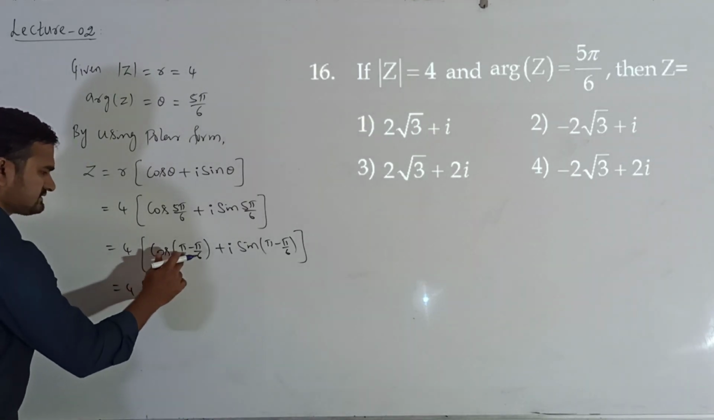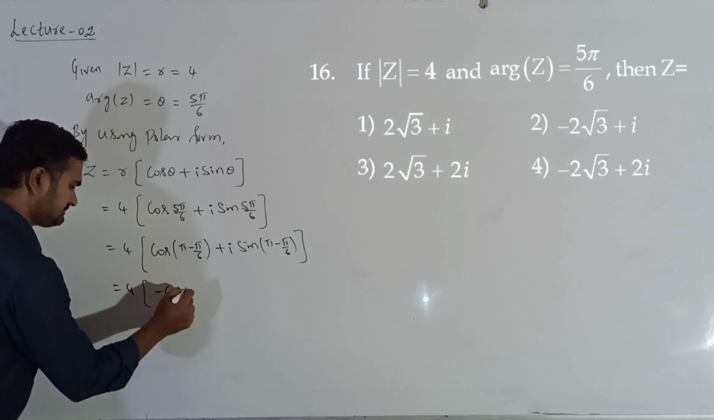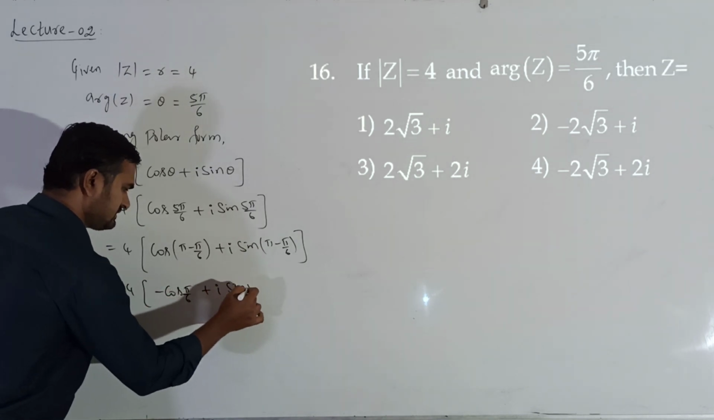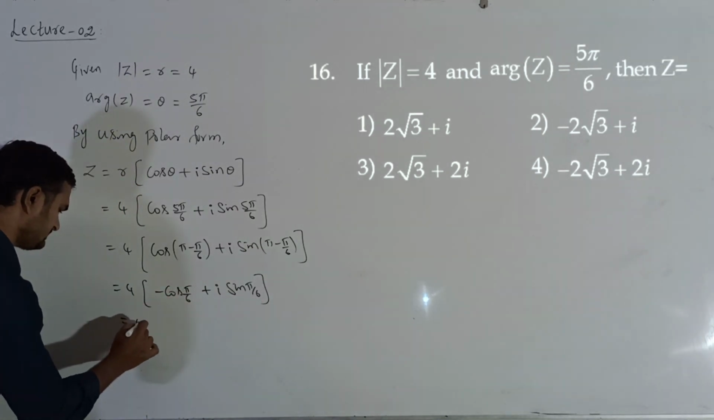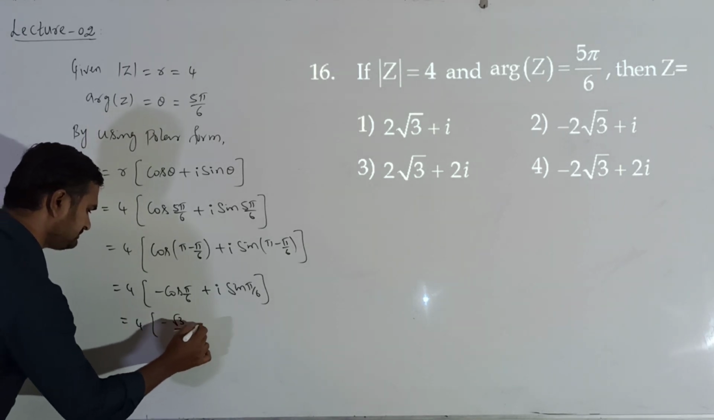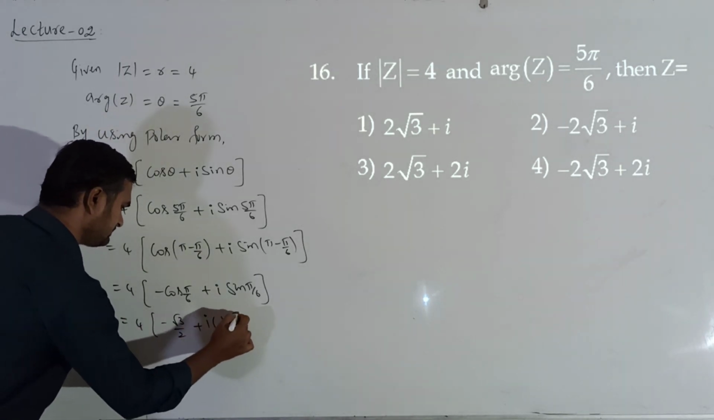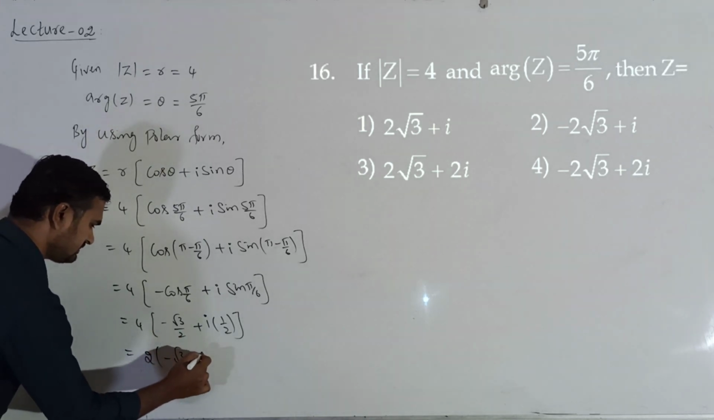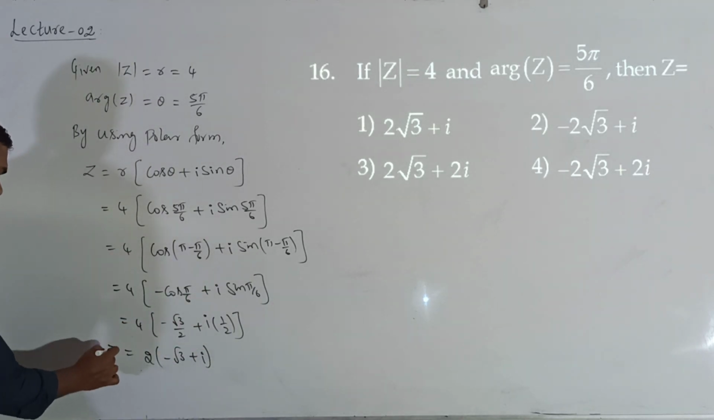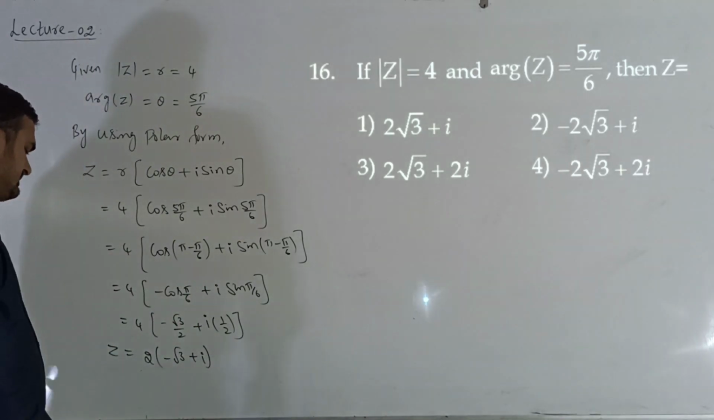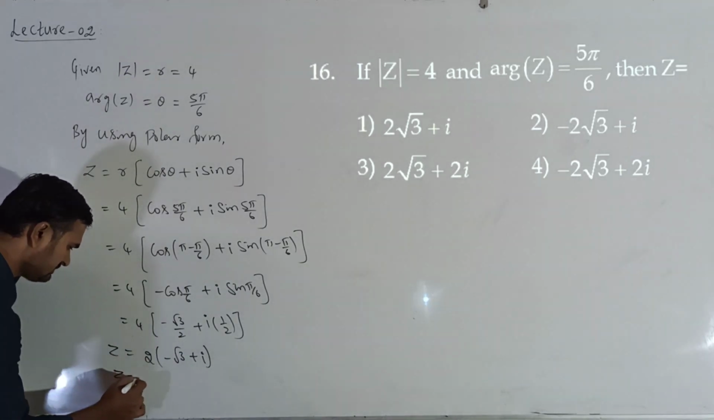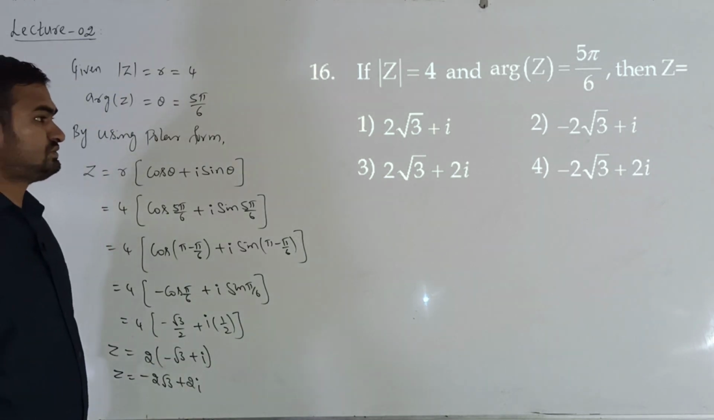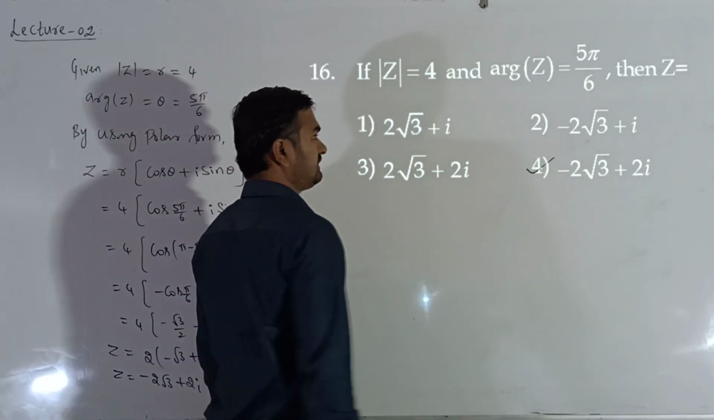4 into cos 180 minus theta, it is minus cos theta, second quadrant. Sin 180 minus theta is plus sin theta, plus sin pi by 6. So it is 4 into minus root 3 by 2 plus i into 1 by 2. Multiplying by 4 we get 2 into minus root 3 plus i. So this is the complex number required. Multiplying 2 we get minus 2 root 3 plus 2i. So minus 2 root 3 plus 2i. The fourth option will be correct.